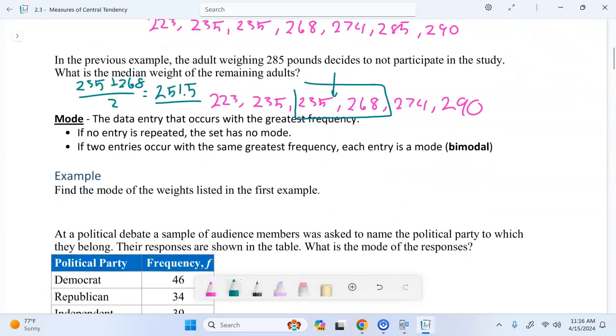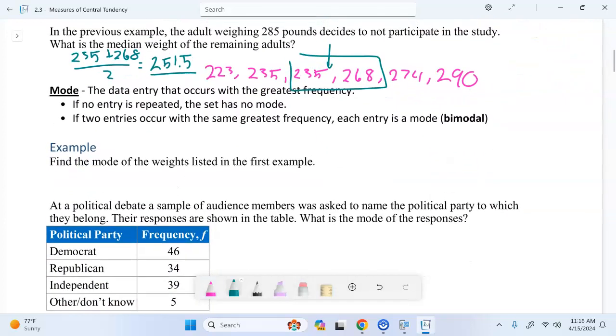Last measure of center is our mode. Mode is the data entry that occurs with the most frequency, whichever one shows up the most. If no data entry is repeated, or they all repeat the same amount of times, then we have no mode. If 2 entries occur with the same greatest frequency, then we use each one as a mode, and we call that bimodal. We have 2 modes.